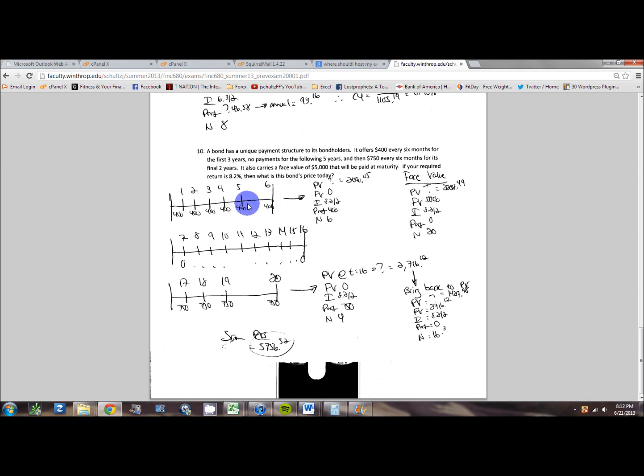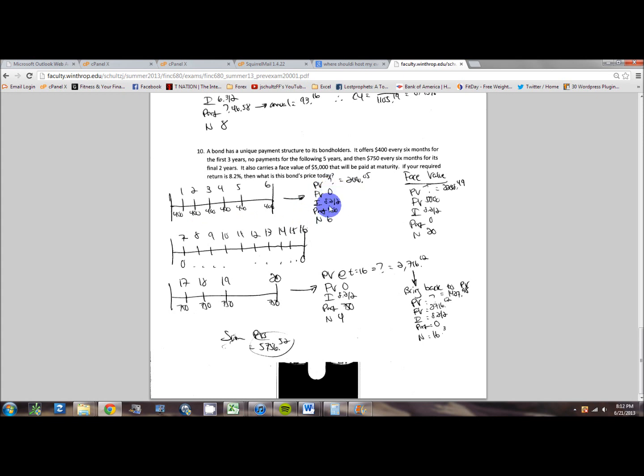All right, so let's start with this first $400 payment stream that occurs for 3 years, or 6-month periods. Basically you want to bring everything back to the present value. So all I'm going to do is find the present value of this annuity, and I'm going to set this up right here.